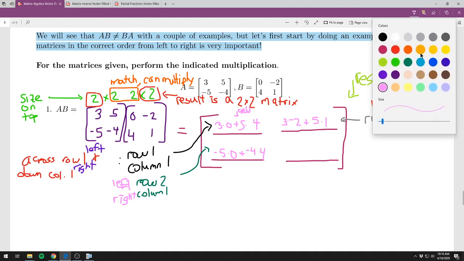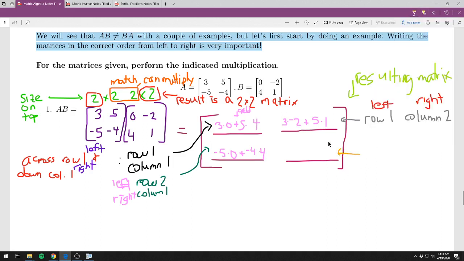And then finally, the last entry over here, if we say out the entry name, is row 2, column 2. We are going to go across row 2 as we go down column 2. So start at the left of row 2, -5, and the top of column 2, -2, and multiply those: -5 times -2. And then we add, we go across and down: -4 times 1.